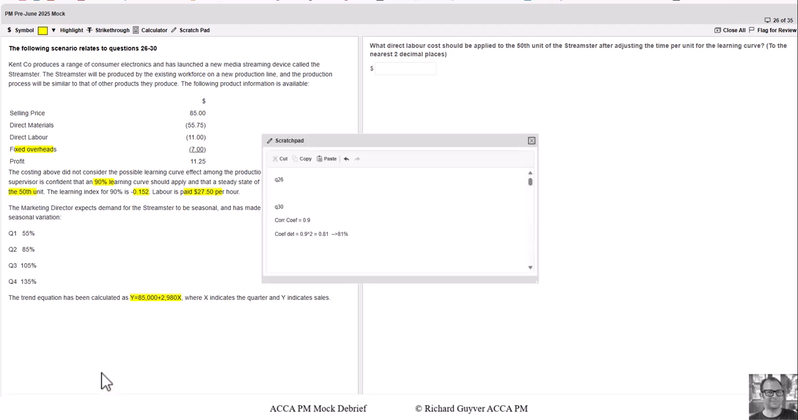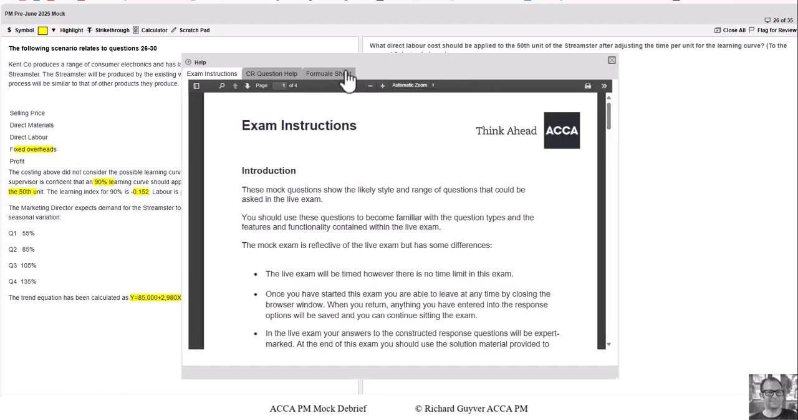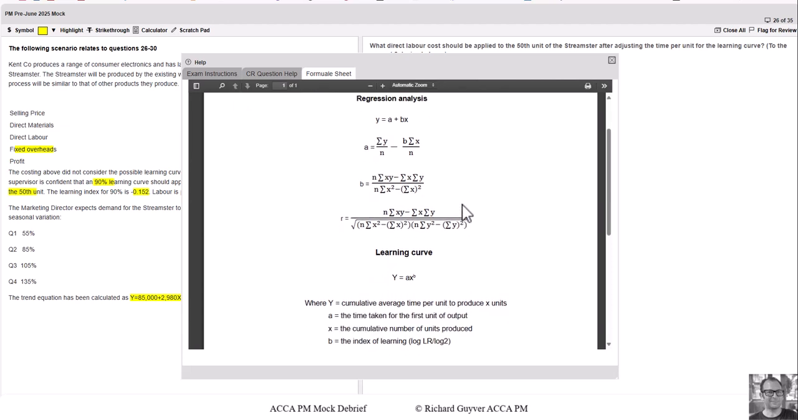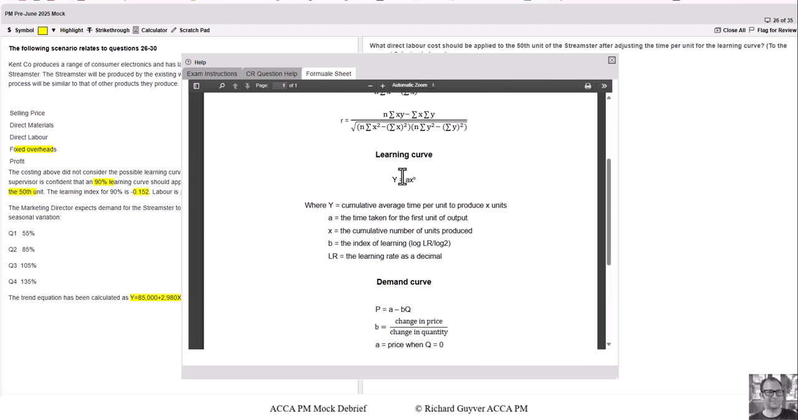We don't get many formulae in this exam, but we do get the learning curve, which is here. Y equals aX to the b. Y is the cumulative average time to produce X units. Often it's easier just to think of it as the average time rather than tie yourself up in knots thinking about what's going on there. a is the time for the first unit. X is the cumulative number of units.